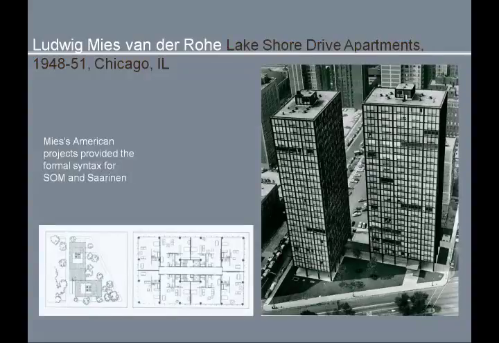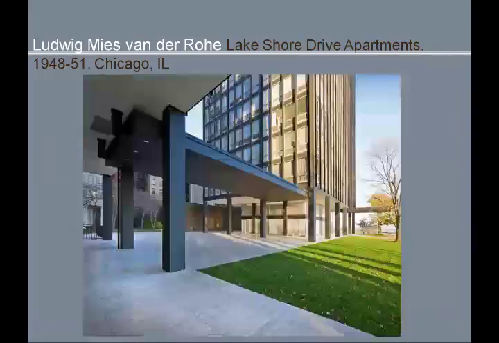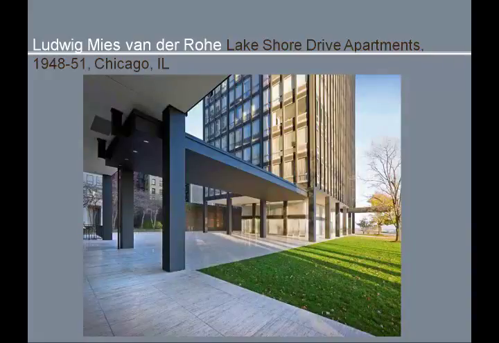Here we have the Lakeshore Drive apartments in Chicago as well. You'll notice the grid, prefabricated elements to create the facades of these buildings. And he called this the skin and bones approach to buildings. So you can see the skeleton of the building, and the skin is that glazing. Each element in the project, from facade window detail to the grid of the plaza on which the two towers sit, they're all related to each other through geometric precision.